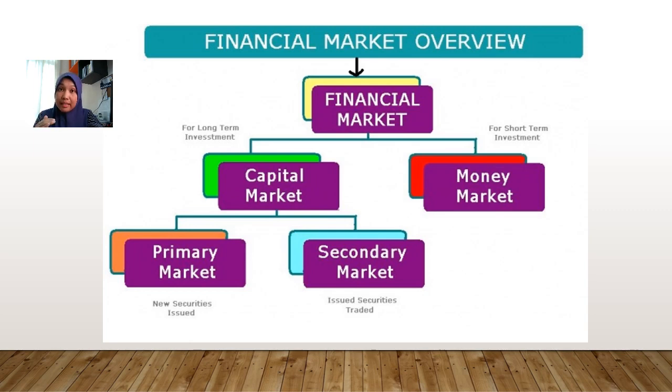Basically, capital market is a place for long-term investment, while money market is a place for short-term investment being traded. In capital market we have primary market. Primary market is a place for new securities being introduced into the market, and they will be introduced to the new investors. While secondary market is for the issued securities, which is after the new securities have been floated in the primary market, and later, after a certain time, they will go into the secondary market.